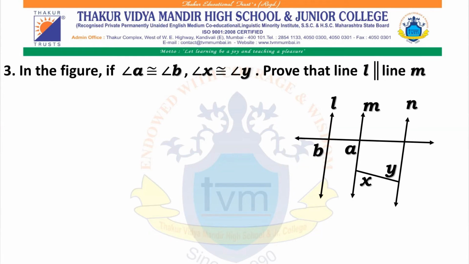Here we have the next question. In the figure, if angle A is congruent to angle B, and angle X is congruent to angle Y, prove that line L is parallel to line M. Look at the proof of this question.